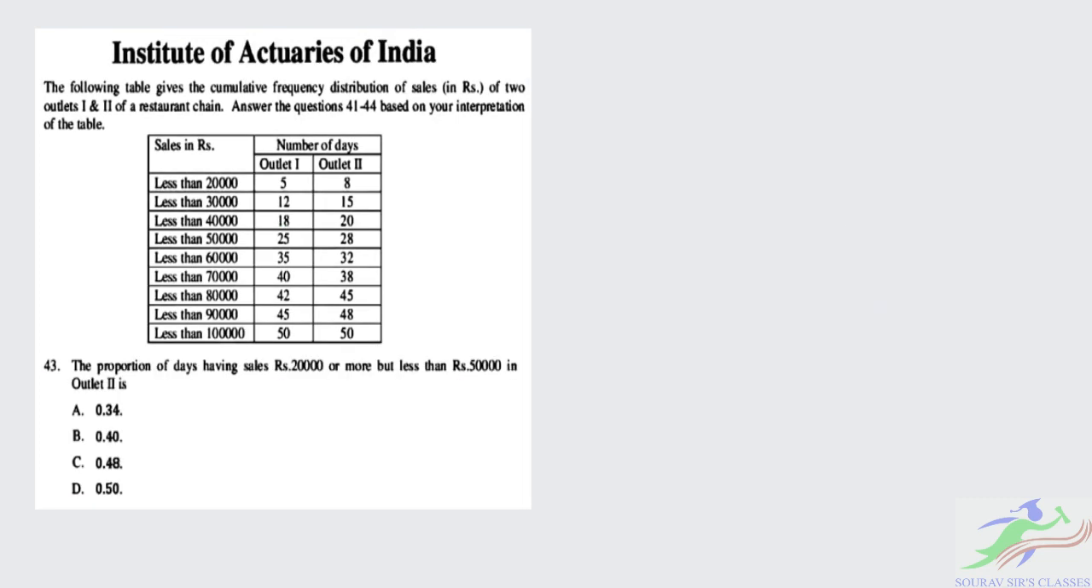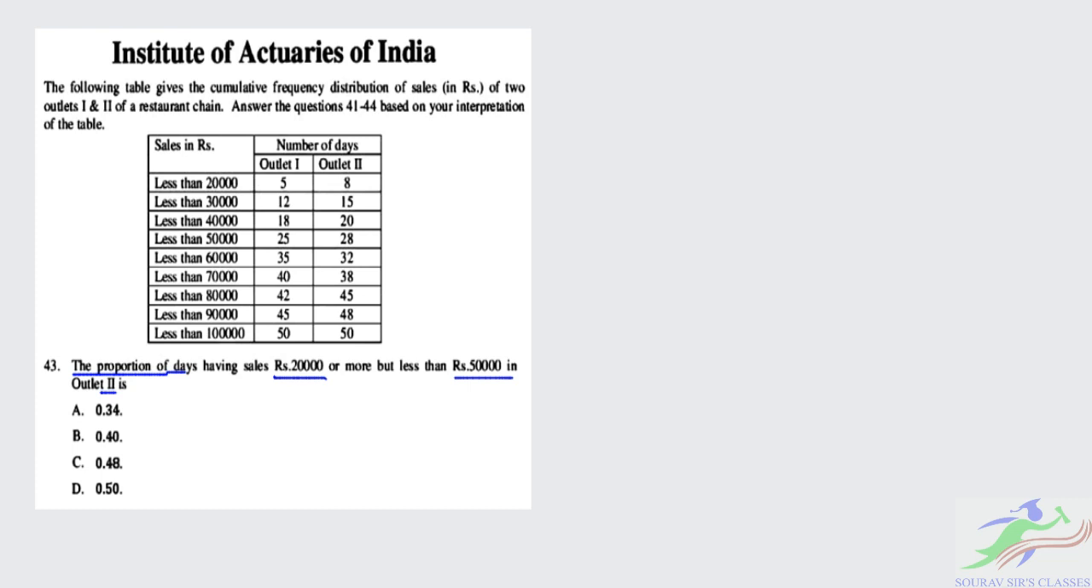Now question number 43, the same table has been given. It states the proportion of the days having sales of rupees 20,000 or more but less than 50,000 in outlet 2. We have to find this in the case of outlet 2.